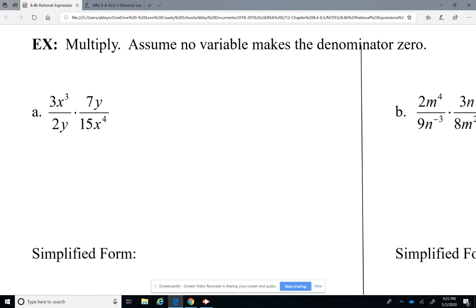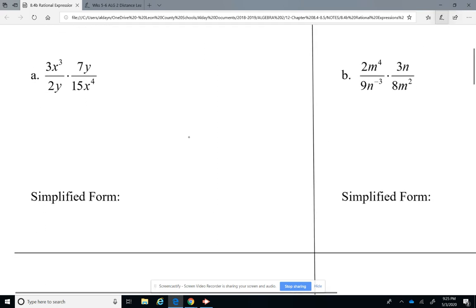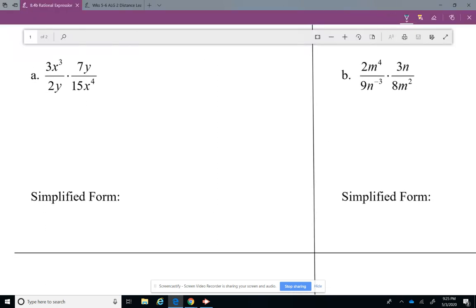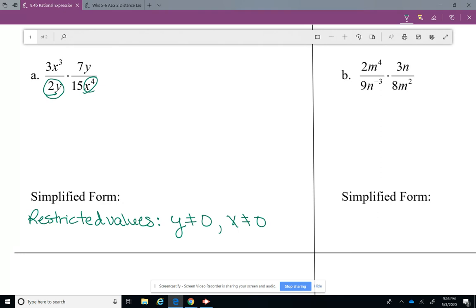All right, so assume that no variables makes the denominator 0. So we're going to go ahead and I want you to add something underneath where it says the simplified form, and I want you to put restricted values. Okay, so we already see that y cannot equal 0 and x cannot equal 0. So those are the restricted values that we need to start off with.